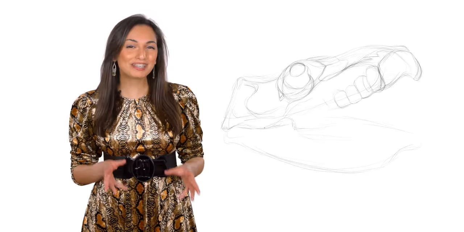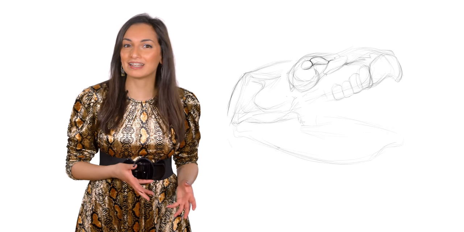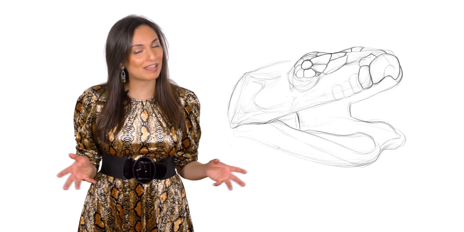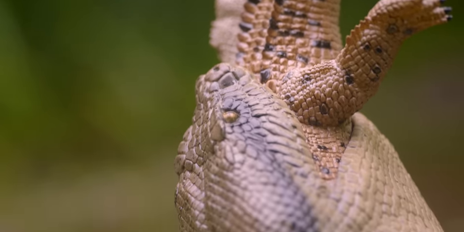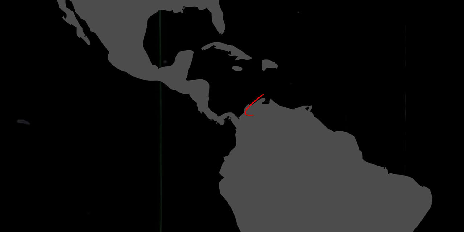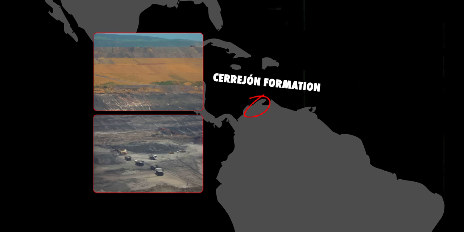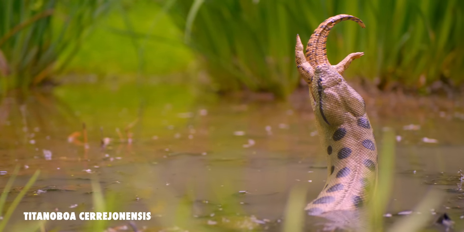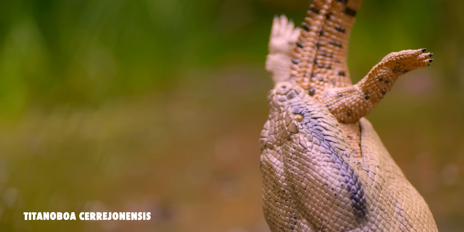Titanoboa is the new kid on the snake block, having only been discovered in 2009. But it's been making a big splash in paleontology circles ever since. Titanoboa was discovered in the Cerejon coal mine in northeastern Colombia. That is where it gets the second half of its scientific name, Titanoboa cerejonensis. And it certainly deserves the first half, as this snake was a true titan.